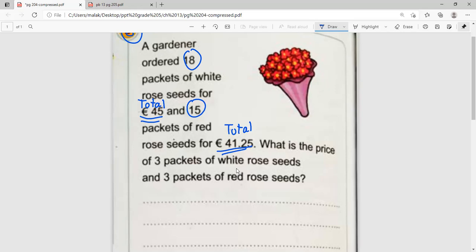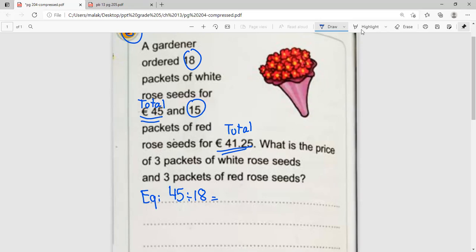How will we find the price of just one white rose? We divide 45 by 18. Is it clear why we have to divide here in this problem? Yes, because we know the total price of all white roses and we know the total price of all red roses.